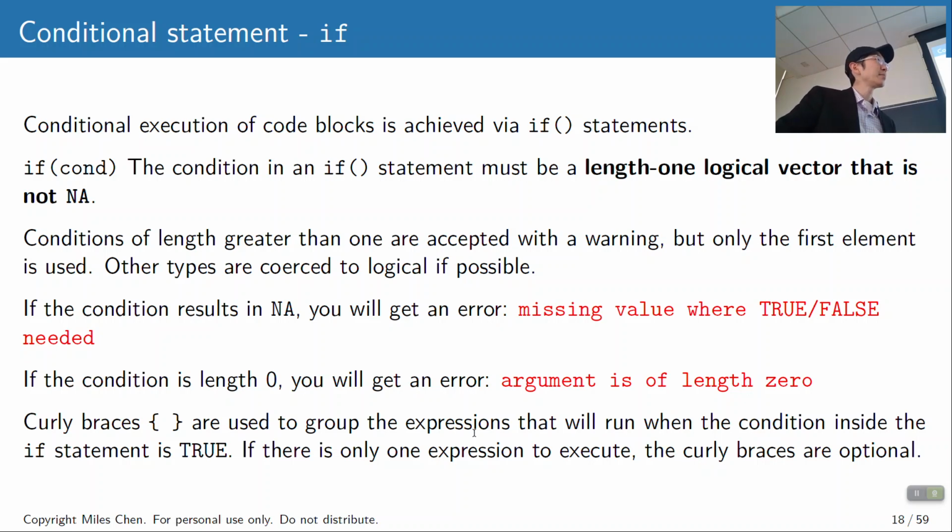All right, so kind of the most important of these conditional statements is the if statement. Anything you put inside the if will be your condition. And the result of the condition has to be a true or false. We want a length 1 logical value, and that value cannot be missing, right? It cannot be missing because the way the code works is if it's true, it executes the code, and if it's false, it doesn't execute the code associated with the if statement.